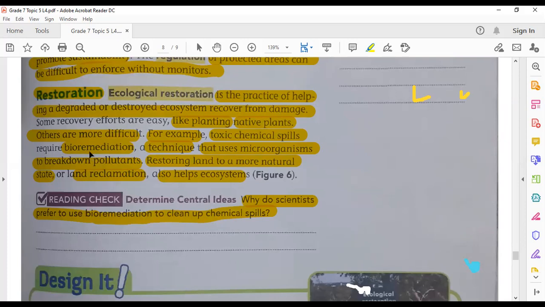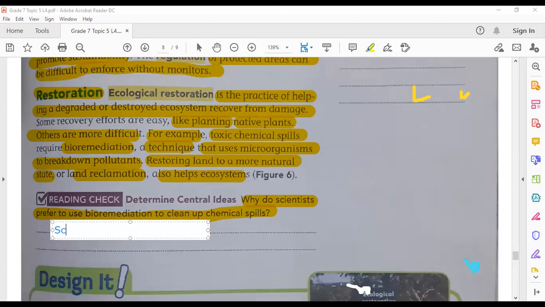Look at this: bioremediation is a technique that uses microorganisms like bacteria to break down pollutants. No, because it's a natural way always to clean up pollutants and protect us. A natural way. We don't want to use artificial things. This is the reason. Please write the answer.